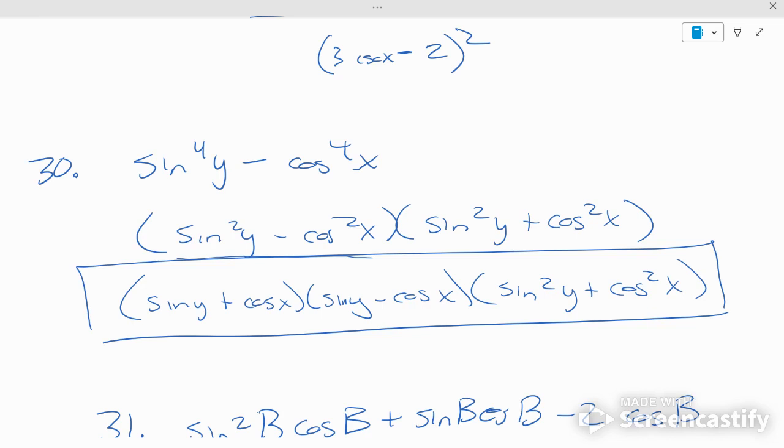Sum of squares doesn't factor because it gives you imaginary roots if you tried to solve it. This does not factor. This does. Into sine of y plus cosine of x, sine of y minus cosine of x, and this stays the same, so it has to be written with that one as well. Are we good? We got that.